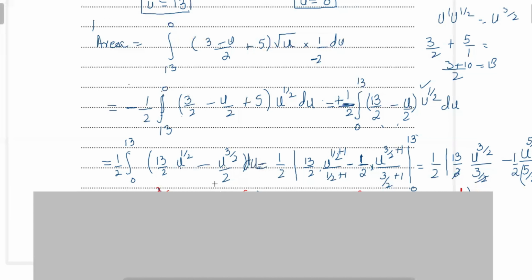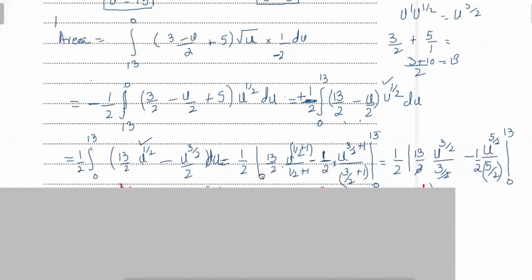And next we write here 1 over 2 into 13 over 2. We take the integration of u power 1 over 2. For the integration we use the power rule: u power 1 over 2 plus 1, divided by 1 over 2 plus 1. And same here, u power 3 over 2, we write 1 over 2 as it is, and the integration of u power 3 over 2 is u power 3 over 2 plus 1, divided by 3 over 2 plus 1.